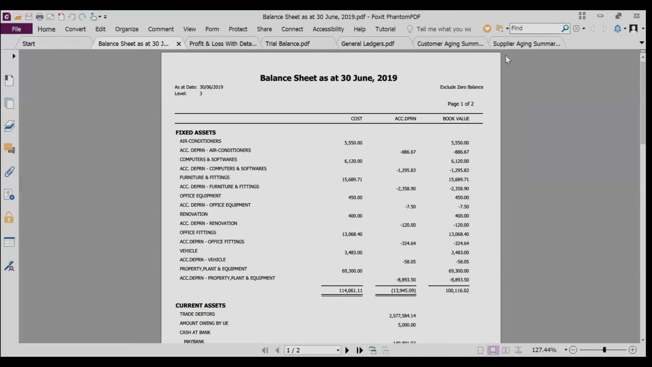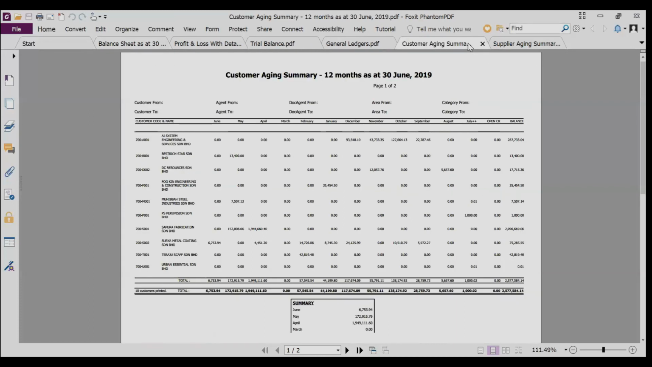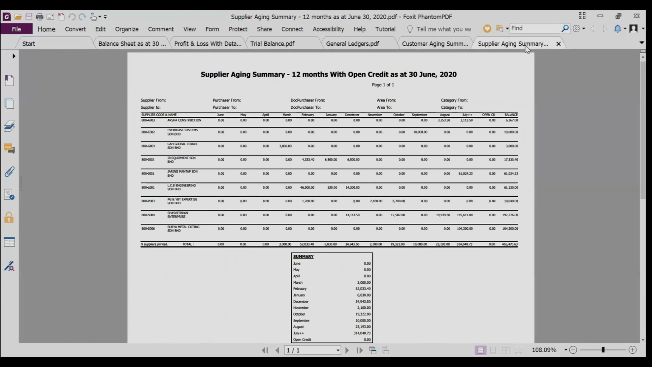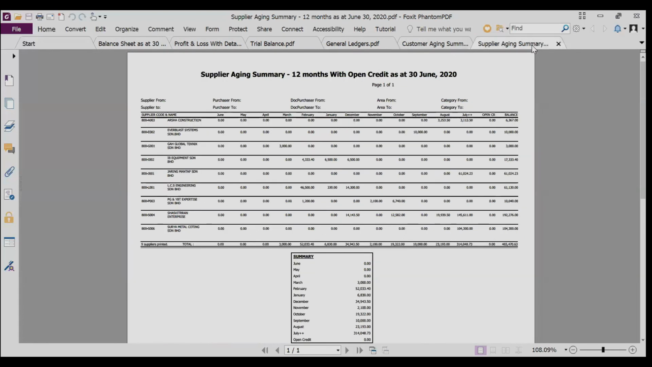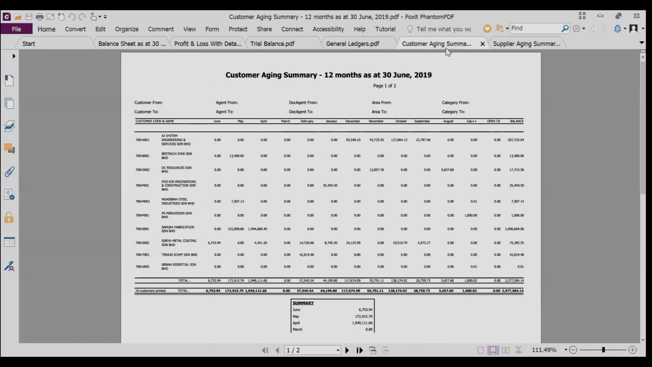And then I have the customer aging summary as well as the supply aging summary. This is for me to see how well the company is doing. If it is more than 6-7 months, you need to ask the client why these customers are not paying yet, and why you are having problems paying off this particular supplier. Are there any legal issues and things like that? So you need to ask the client.